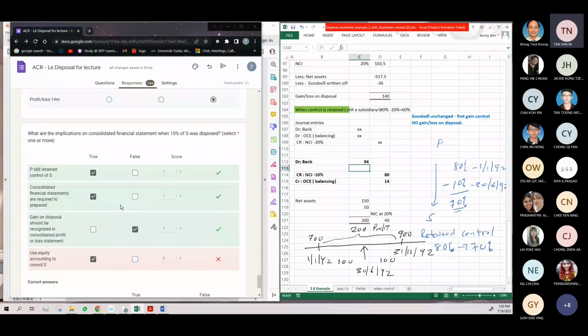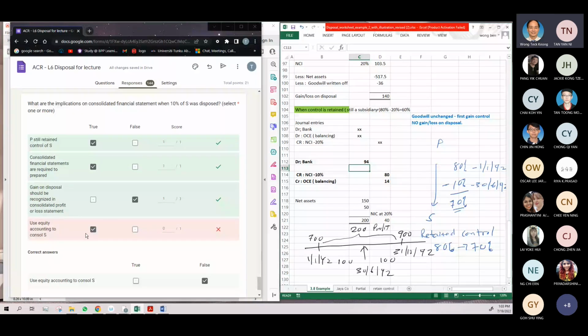Equity accounting, why do you say true? You still retain control at 70%. Unless it's below 50, or between 20 to 50, you only use equity accounting. It's not like the partial disposal here.